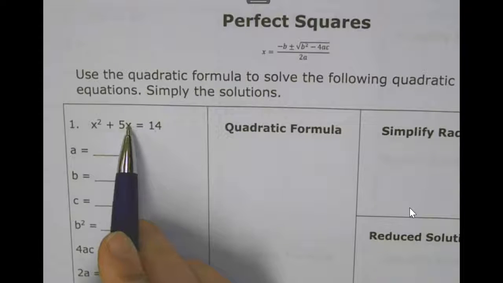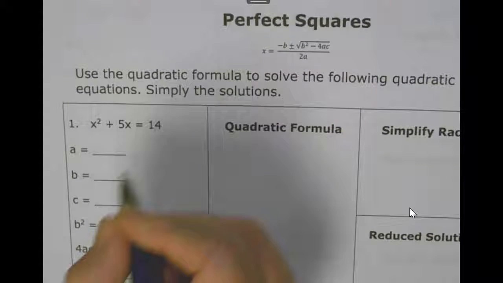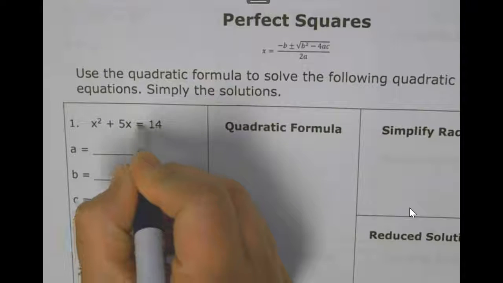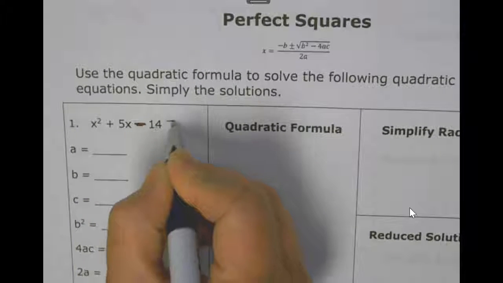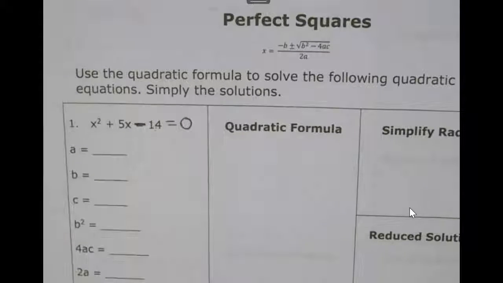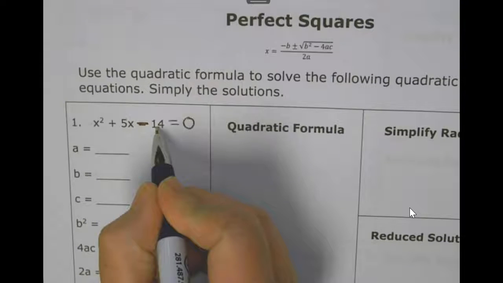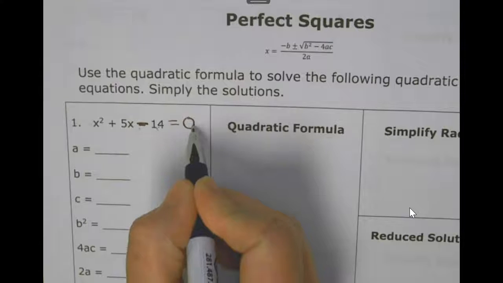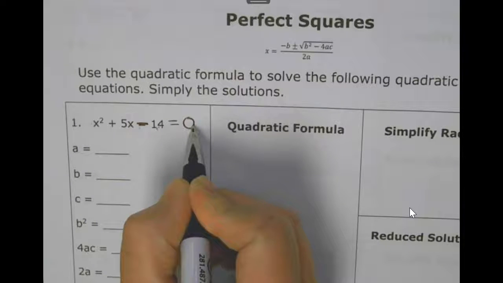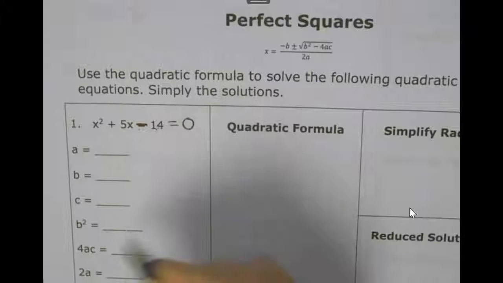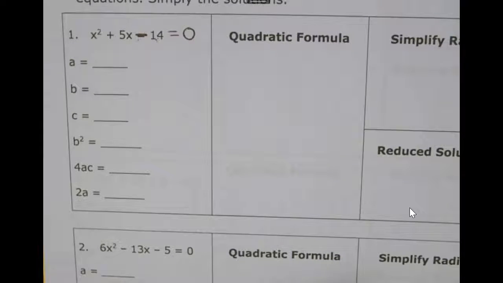Now, I really don't have a lot of room to work with, and so when you subtract 14 from both sides, it's going to make the 14 negative, and it's going to be equal to 0. So I kind of did a shortcut there. When you subtract 14 from both sides, the 14 will be negative and this side will zero out. Because in standard form, it has to be equal to 0. Now that it's in standard form, you can fill out this little chart. This little chart, just like we did on the worksheet the other day, is to get everything organized so you can fill in the formula easier.